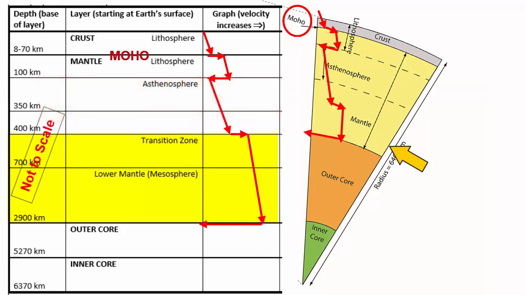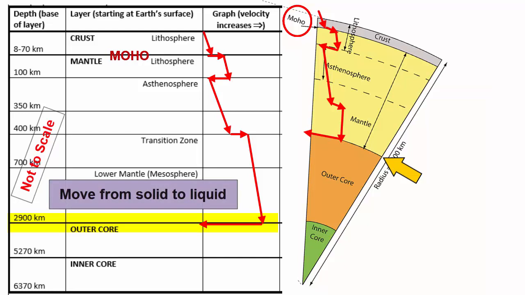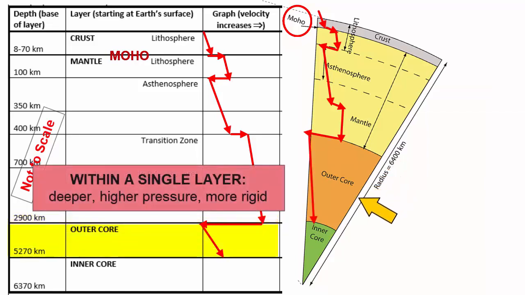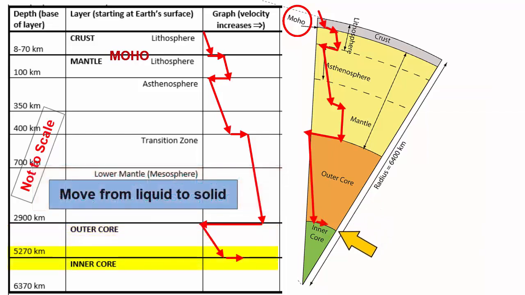About halfway to the center of the Earth, we cross the boundary with the liquid iron outer core. S waves disappear completely. P wave velocity drops considerably with the wavefront bending downwards. As seismic waves continue to descend within the outer core, the increasing pressure creates increasing rigidity, and there's a slow and steady increase in seismic wave velocity with the wavefront bending upward, until we cross the boundary with the inner core, which is solid iron. Here, P waves increase their velocity, and their wavefront bends upwards.